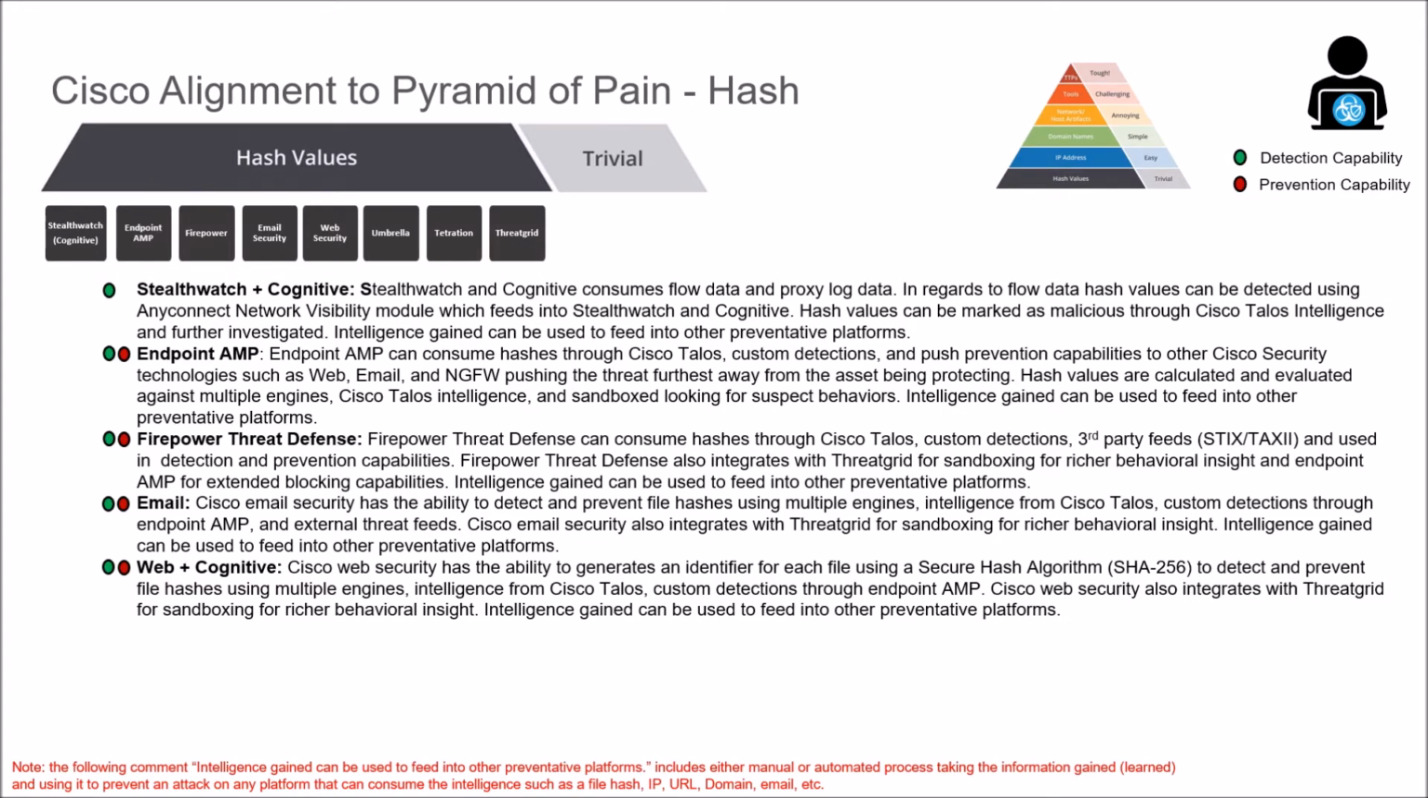When we look at endpoint AMP, we've got a detection and prevention capability. Endpoint AMP can consume hashes through Cisco Talos and custom detections. It can push prevention capabilities to other Cisco security technologies such as web, email, and Firepower, because those technologies become endpoint products within endpoint AMP. It's pretty cool. We call it AMP Unity. So if you, as an example, wanted to prevent a threat on the endpoint, you can right-click, block it, and it'll actually push that prevention capability into the web security appliance, into email security, as well as Firepower.